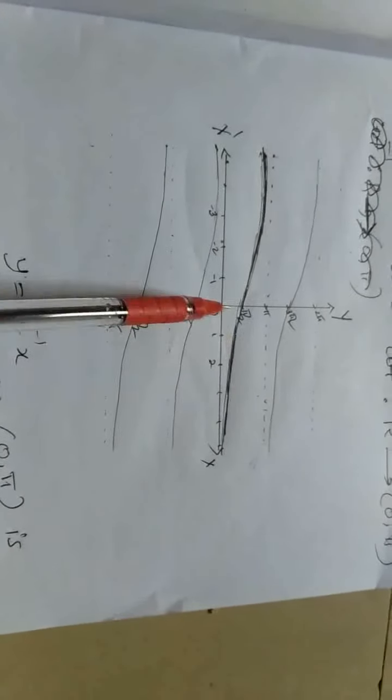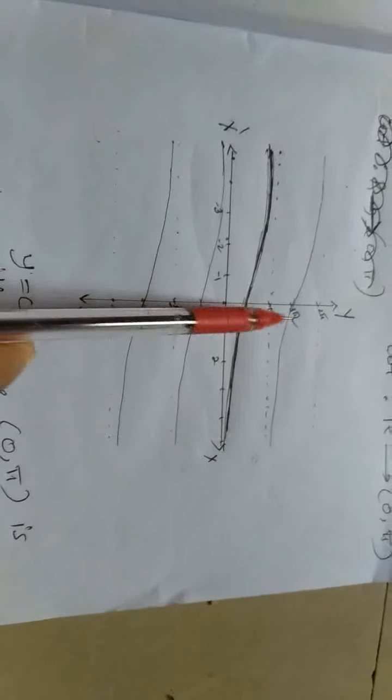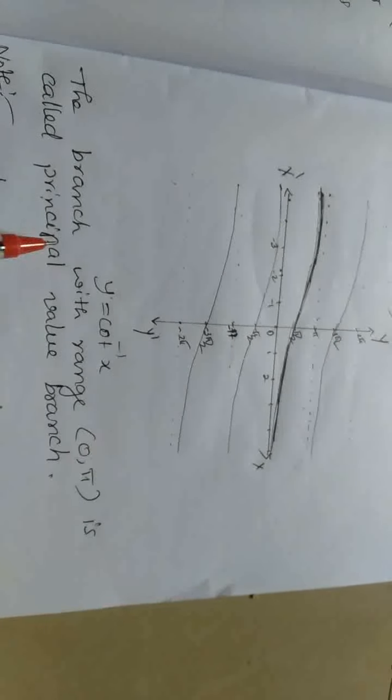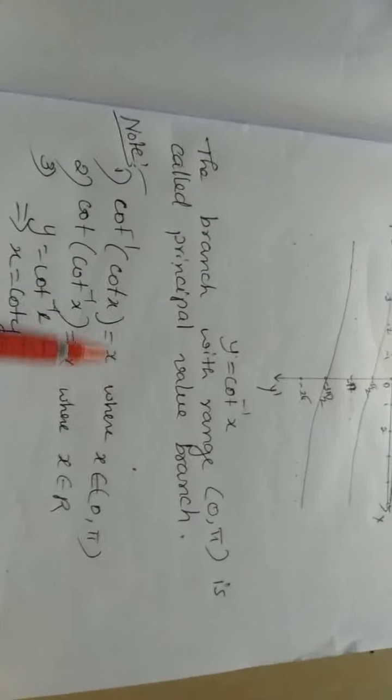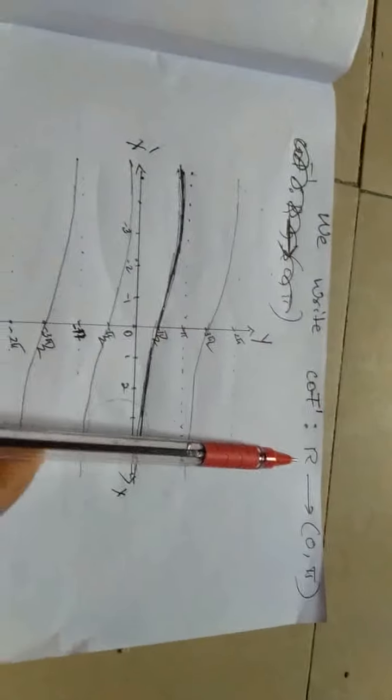The branch with the range open interval 0 to pi is called the principal value branch. Now, cot inverse of cot x is x, where x belongs to the open interval 0 to pi. Cot of cot inverse x is x, here x belongs to all real numbers. And y is equal to cot inverse x implies x is equal to cot y. This is about the cot inverse function.